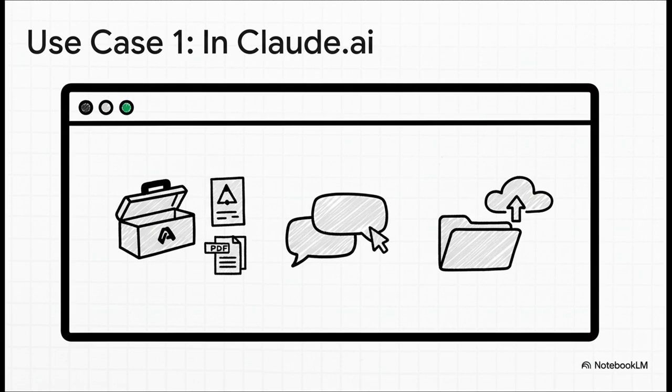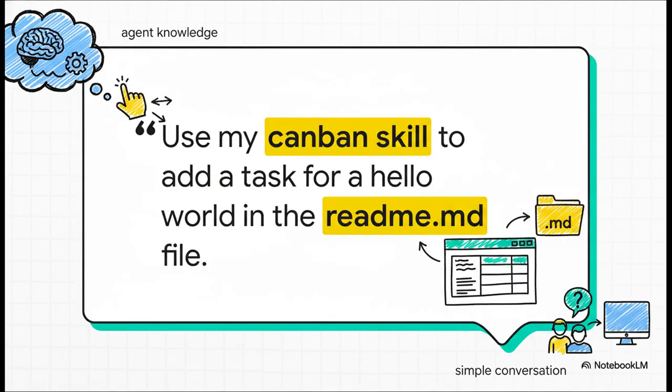It's super straightforward. Second, and this one might be my favorite, is using it in your coding environment with Claude Code. Just look at this prompt. You're not writing some complex command, you're just talking to it. You say, use my Kanban skill, and the agent knows exactly what that is, looks up how to use it, and runs the right script. Your whole workflow just becomes a simple, natural conversation.